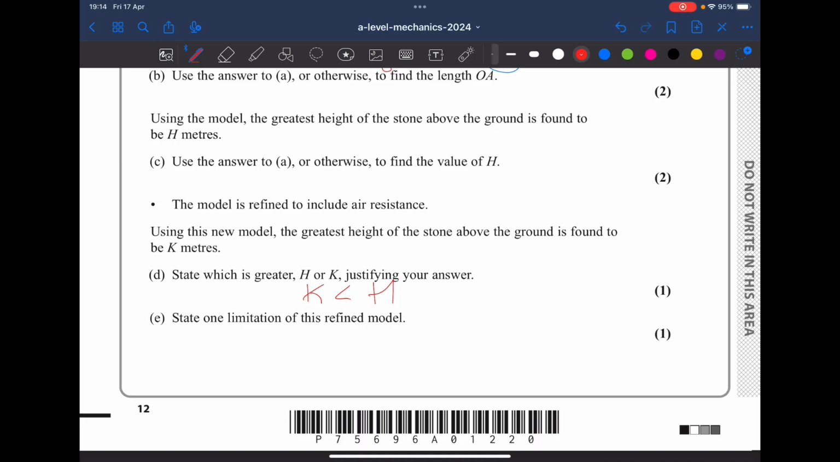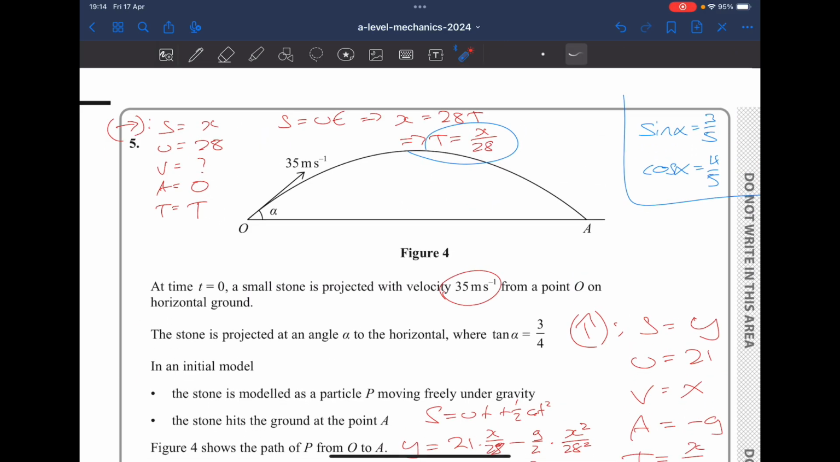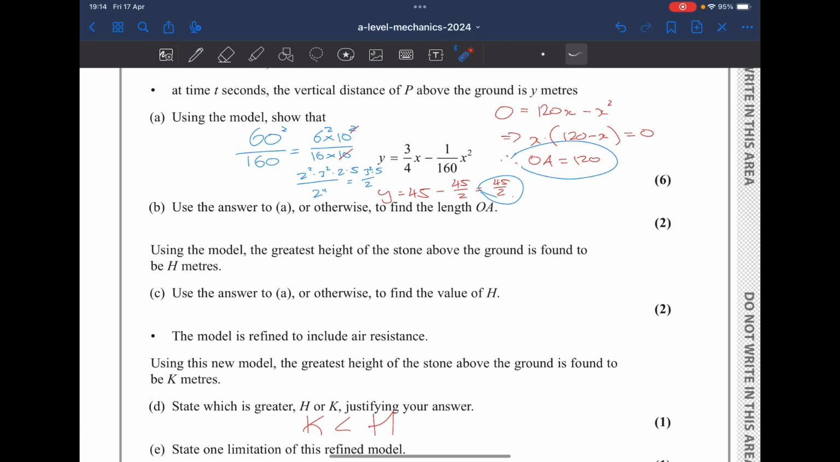One limitation. There's always a few limitations. Spin is just my go-to. Air resistance you can say, but obviously they often ask about that, so it's not a good fallback one to have. But spin, you never get asked about it. At least I've never seen a question asked about it, and you don't learn how to deal with it. So it's never going to be something that you have not assumed, so it should always be a limitation, basically.